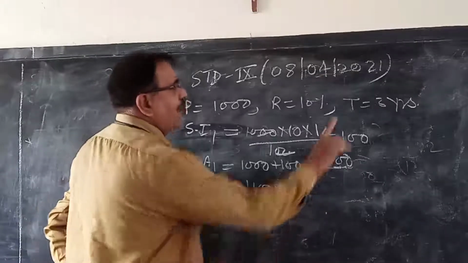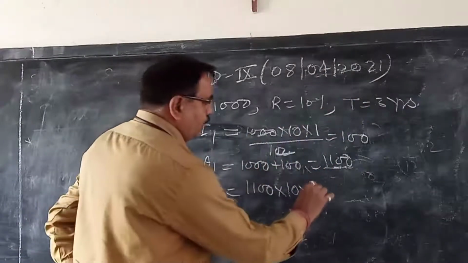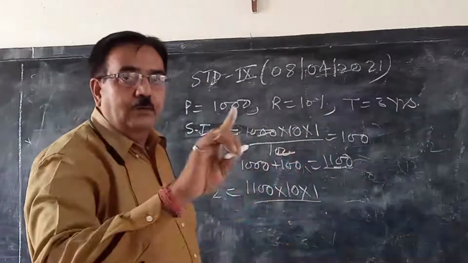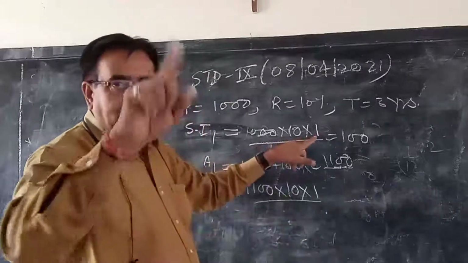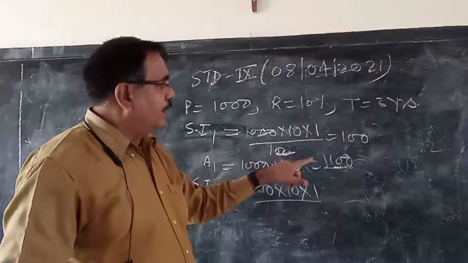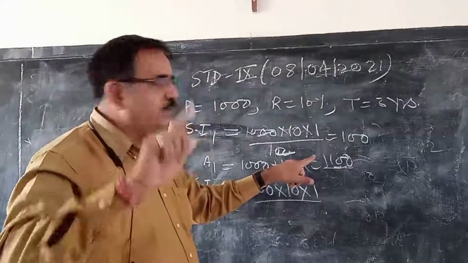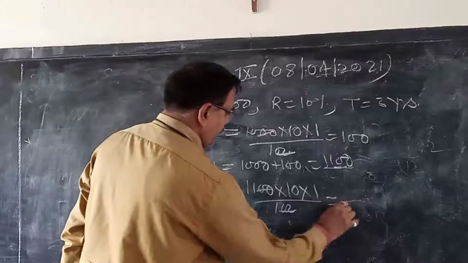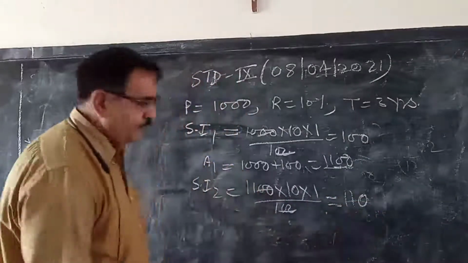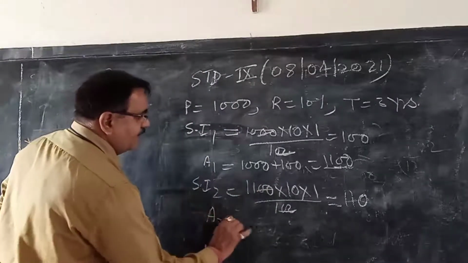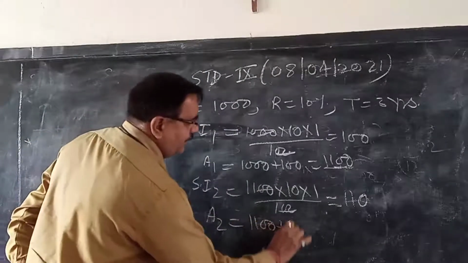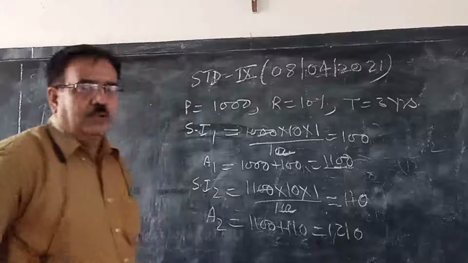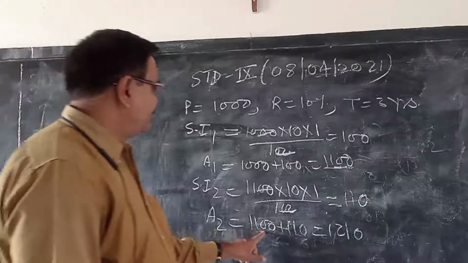Rate 10%, and again for the second year it is a whole 1 year. We will not write 2. We will not write it for the second year; for the first year that is 12 months, 1 year, next the second year again 12 months, that is 1. By 100, cancel, 110 is the interest. So what is the amount of the second year? 1100 plus 110, that is 1210. This is the amount of the second year.